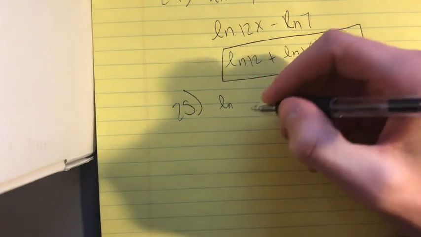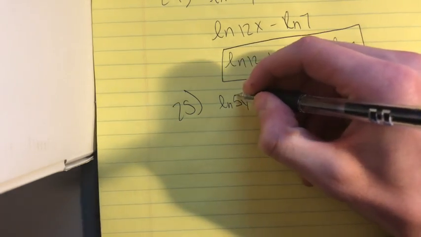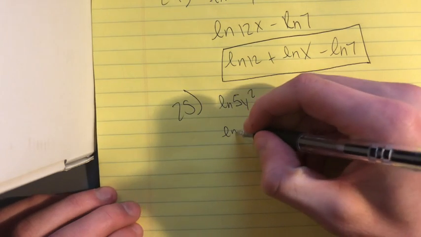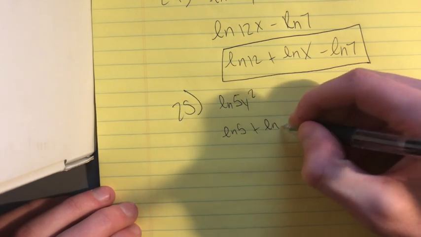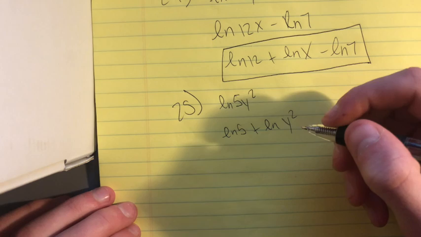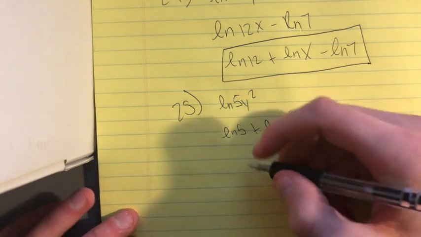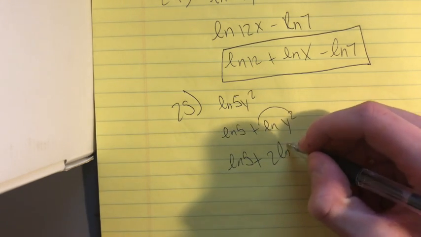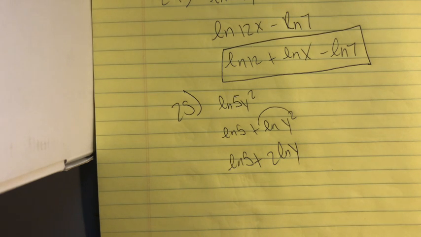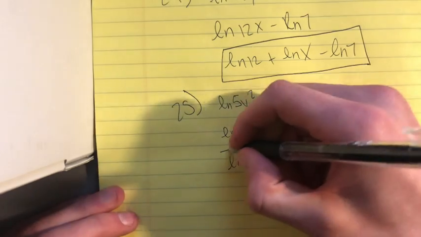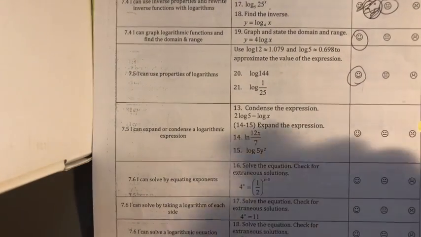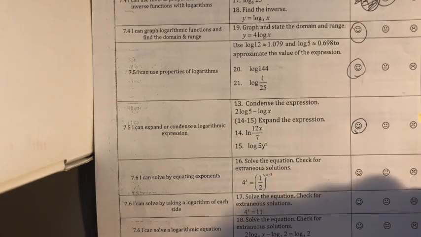Okay, now number 25. We've got ln 5y squared. And for this one, it's going to be ln 5 plus ln y squared. And since this goes to the front, it's ln 5 plus 2 ln y. And that is fully expanded to my knowledge. So that's going to be your final answer. And that one wasn't too bad, so we'll give that a smiley face.